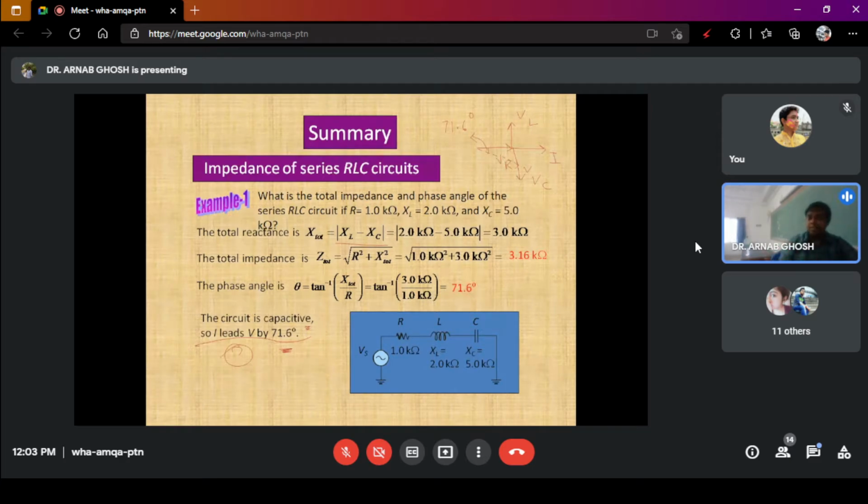So you can be given a circuit, you have to draw that particular circuit, the phasor for that circuit, and you have to find out the value of the phase angle.